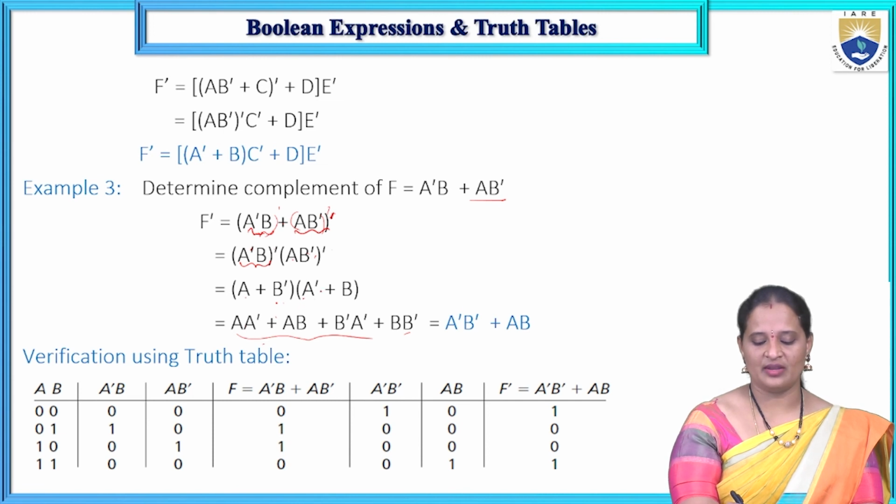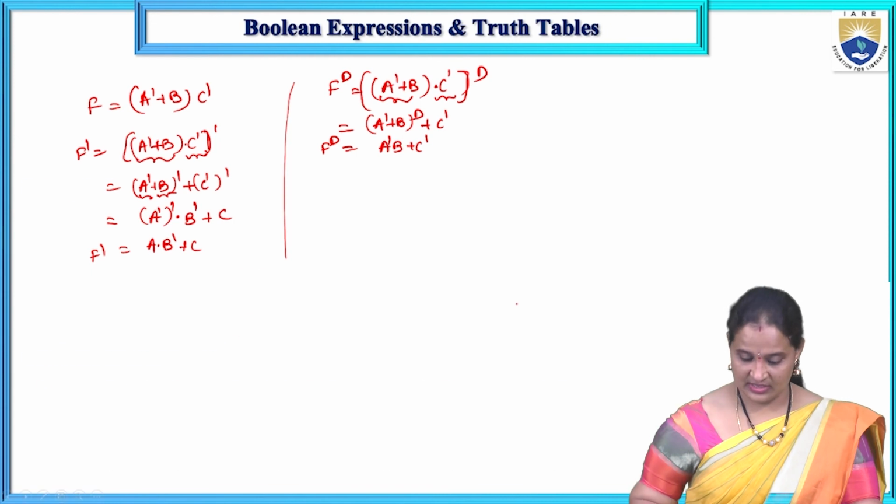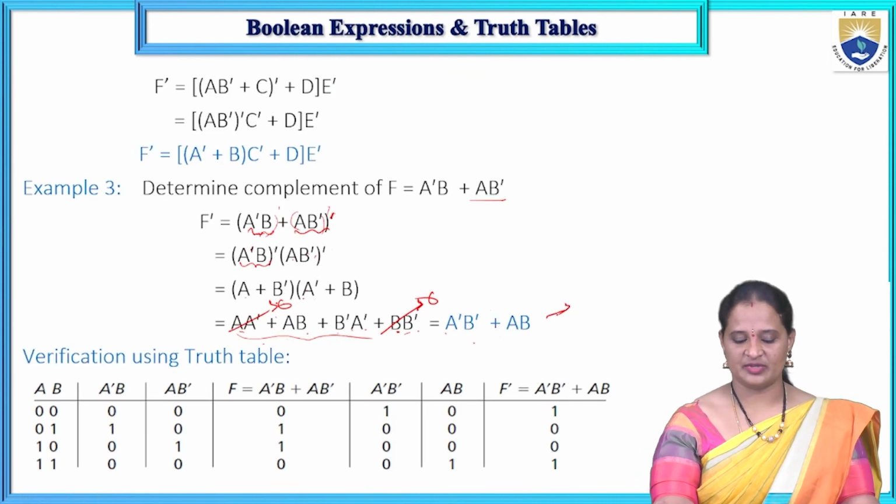So a complement plus ab, and then b complement, a complement, b complement. So this is 0 and this is 0. Finally what I'll get is a complement b complement plus ab. So this is the complement of this Boolean expression.